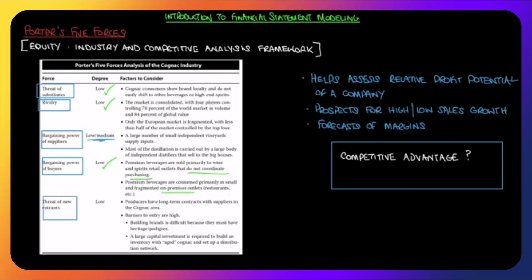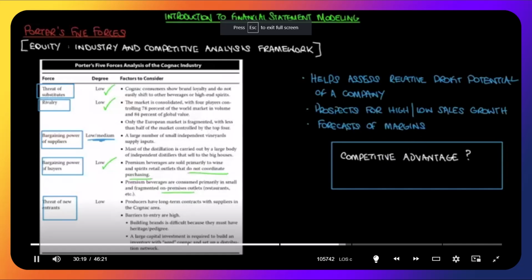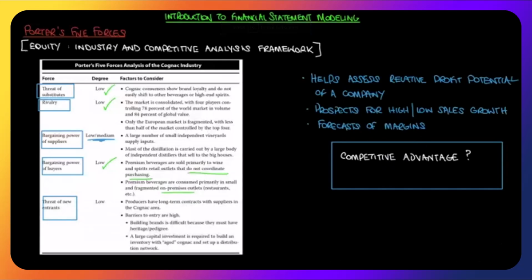Finally, threat of new entrants. For the cognac industry, is it likely that new entrants will come in and eat into your slice of the pie, start to force prices down, start to compete? Well, no, producers have long-term contracts with suppliers in the area. There are really high barriers to entry. For one, as I say, it is restricted geographically. Secondly, these premium beverages are aged for years, as we said earlier. So you've got to get in and somehow immediately have that stock available.